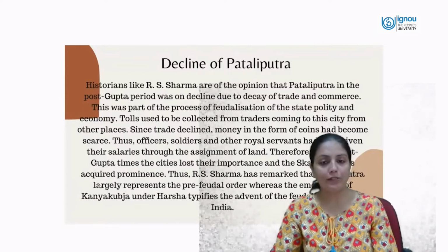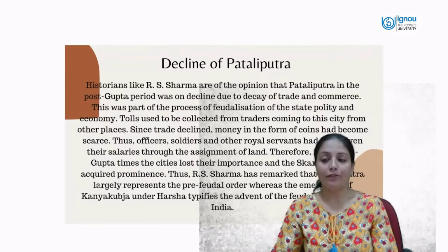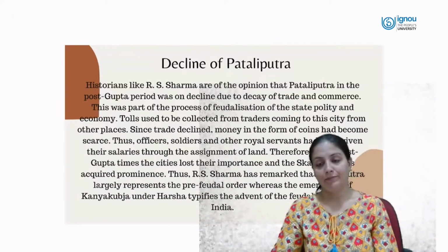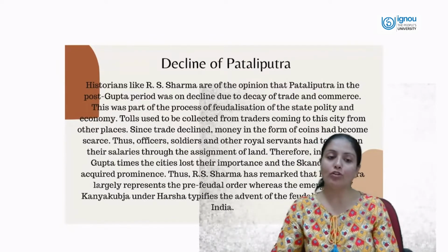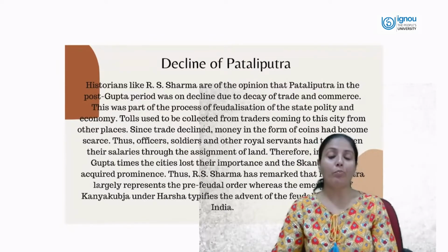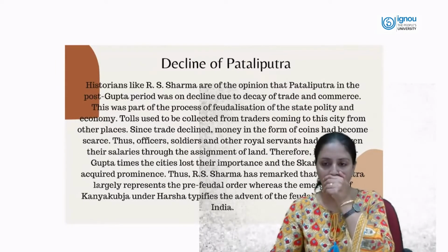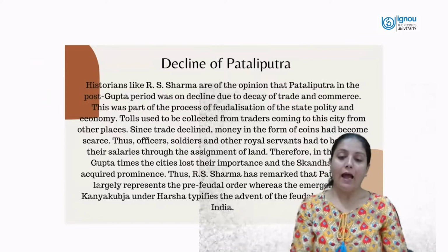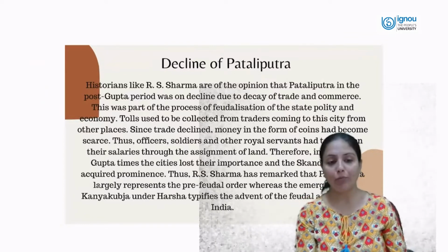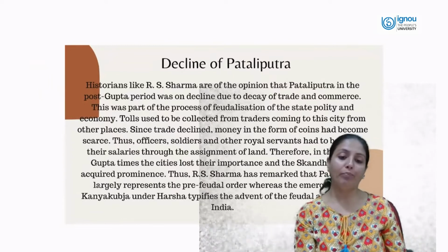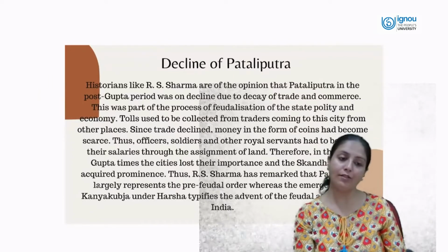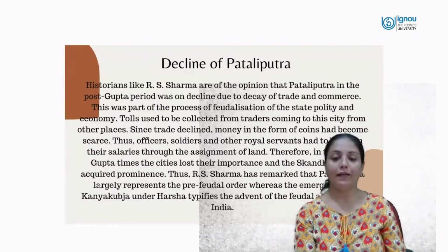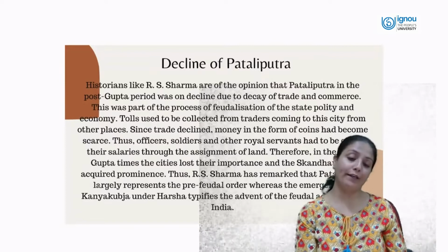Thus, officers, soldiers, and other royal servants had to be given their salaries through the assignment of land. Therefore, in the post-Gupta times, the cities lost their importance and skandhavaras acquired prominence. Thus, R.S. Sharma has remarked that Patliputra largely represents the pre-feudal order, whereas the emergence of Kanyakubja under Harsha typifies the advent of the feudal age in North India.